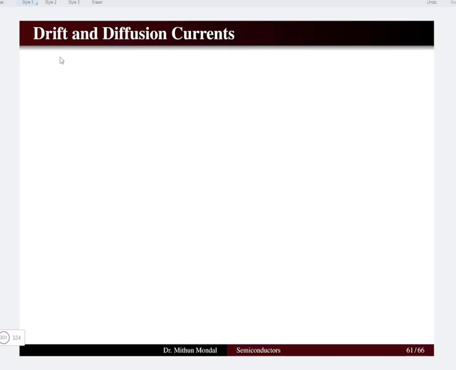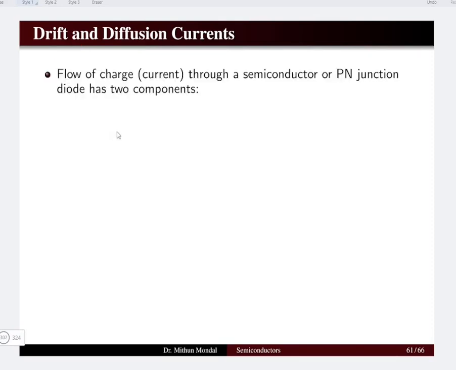Now one important topic is what are the different currents associated with a semiconductor, and these are the drift current and the diffusion current. So the charge flow results in a current, whether it is a semiconductor or a PN junction diode. The next topic we are going to take is the PN junction diode. There are two different components of the current. One is the drift current and another is the diffusion current, both in the semiconductor as well as in the diode, because a diode is made up of semiconductor only.